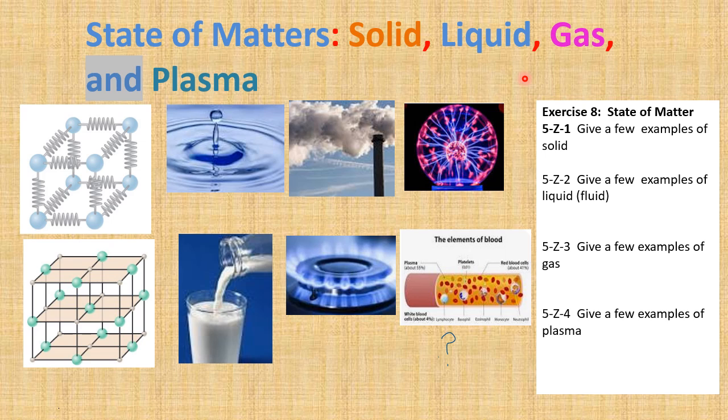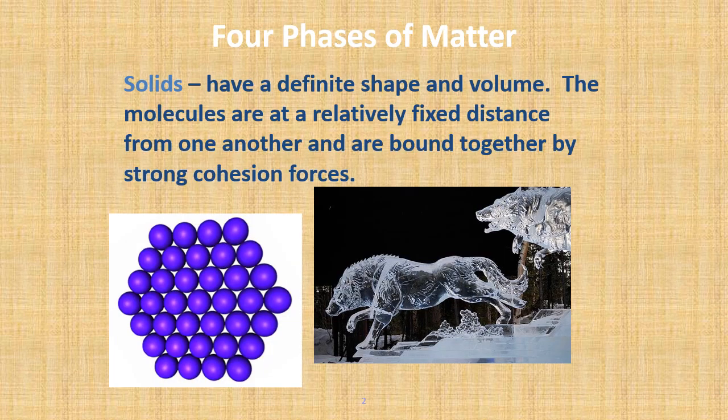So now, there are 4 phases of matter: solid, liquid, gas, and plasma. Solids have a definite shape and volume. The molecules are at relatively fixed distances from one another.